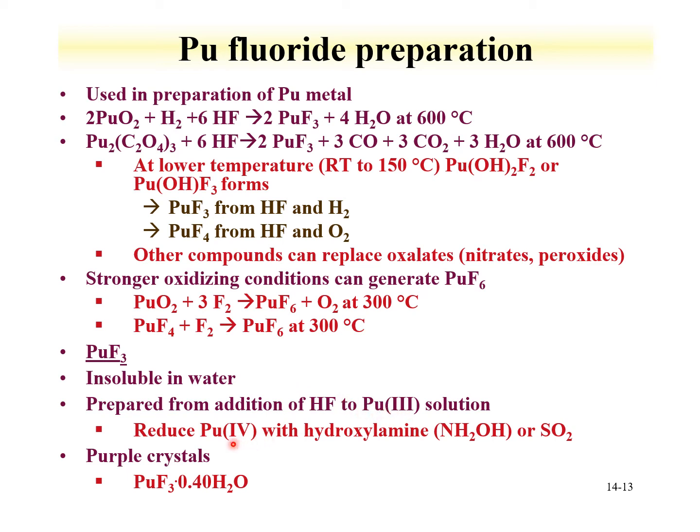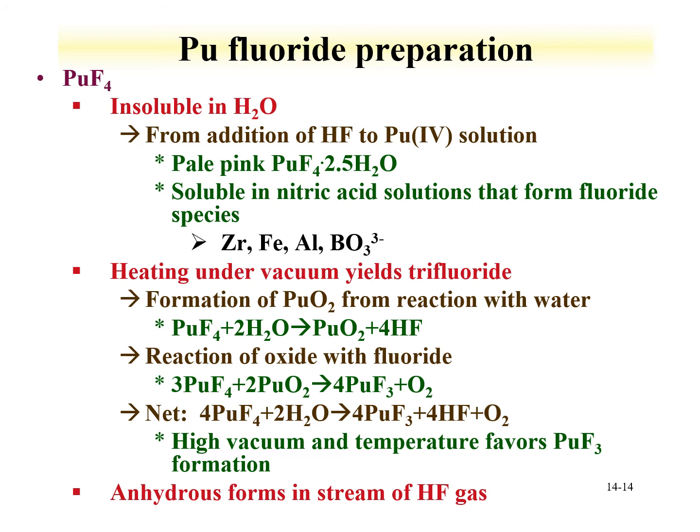So if you had a plutonium-4 solution in HF and you hit it with hydroxylamine, you can reduce the plutonium down to the 3, and one of the results of that would be a precipitation of the fluoride compound. Purple crystals are yielded that are slightly hydrated. Plutonium tetrafluoride can be formed from the precipitation of plutonium-4 compounds in HF solutions.